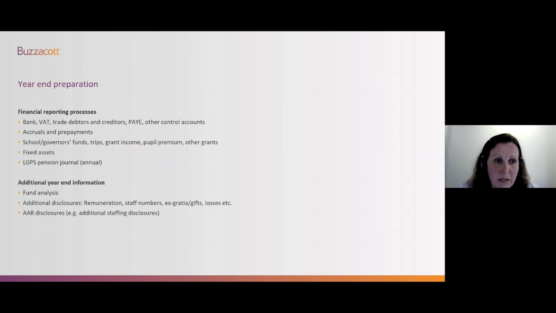Fixed assets, so the capital fund being a ring-fenced fund within a set of Academy Trust accounts, so quite a considerable amount of work to do there in terms of reviewing the capital spend in the year, and also looking at how capital purchases have been funded. So is that from capital grants, or is it from your own reserves, and looking at how that's reflected within the accounts, looking also at the fixed asset register to substantiate the values there on fixed assets. Again, I'll touch on this a little bit more.